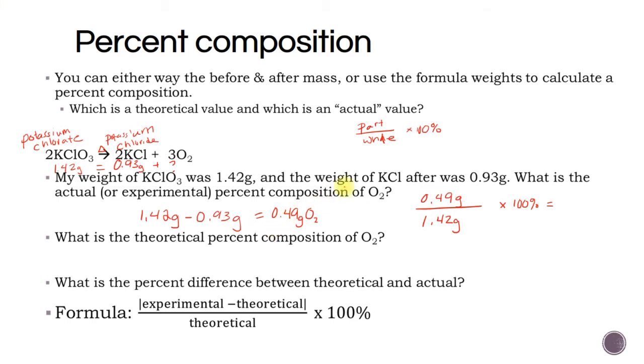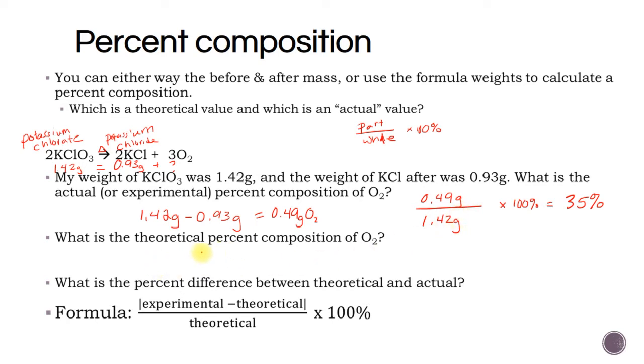I only have 2 decimals because of my subtraction here. When we subtracted, this has 3 significant figures, but when you subtract, we can only keep the hundredths place, which means I only have 2 significant digits in my answer. So 34.5070 and so on is going to round to 35% because I only have 2 numbers I can keep. I'm going to record that. So that's experimental. You're going to have grams divided by grams, your oxygen divided by KClO3.